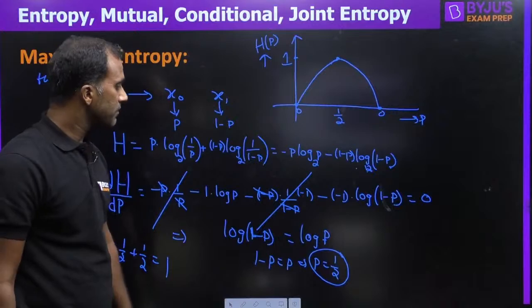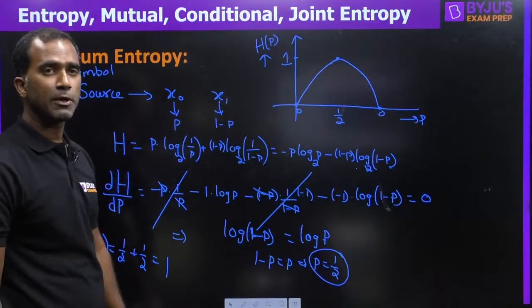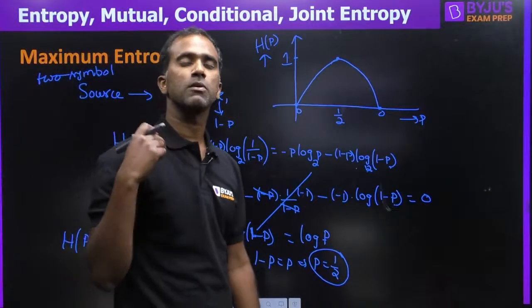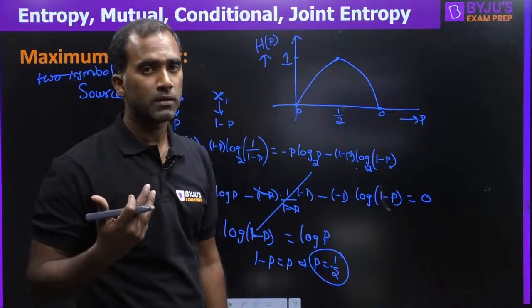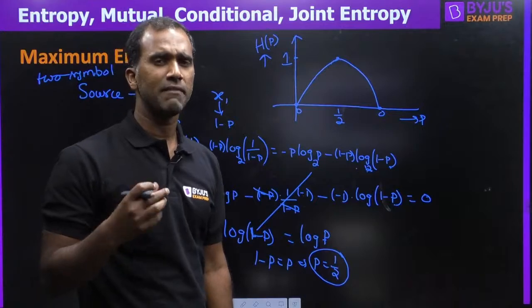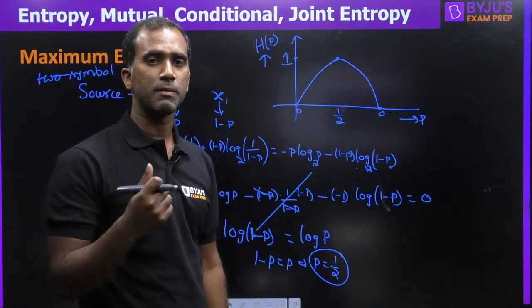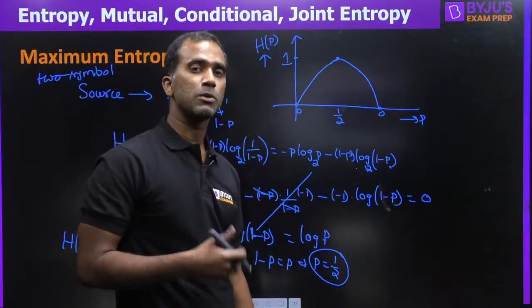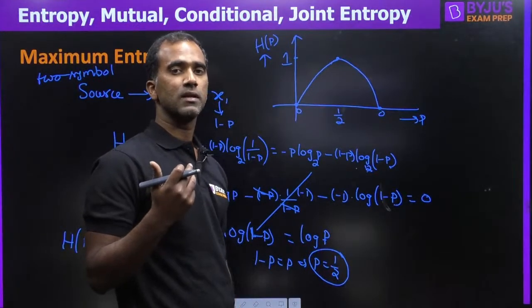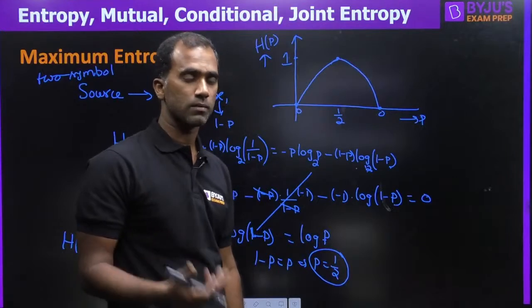And let's continue further. So we have understood maximum entropy, not just for 2 symbol source, but for all symbols. We know when maximum entropy happens, and we know how to calculate very easily what is the maximum entropy of a source or of a random variable. Maximum entropy happens only if the probabilities are equally likely, if the probabilities are all equal.